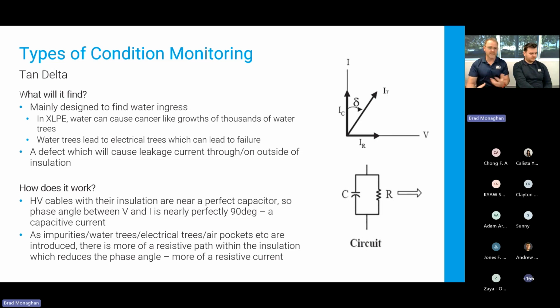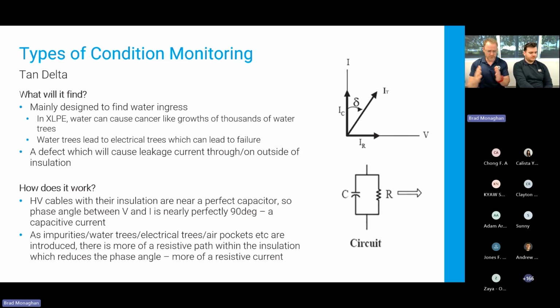So when you do a tan delta test, if you get a bad result and you suspect there's no water trees in there at all, what else could it be? What's going to give me some leakage current that shouldn't be there effectively? That's the thought process of the tester or the people analysing the test results after the fact. How does it work? HV cables with their insulation are a near perfect capacitor, because a capacitor is two conductors separated by an insulation.